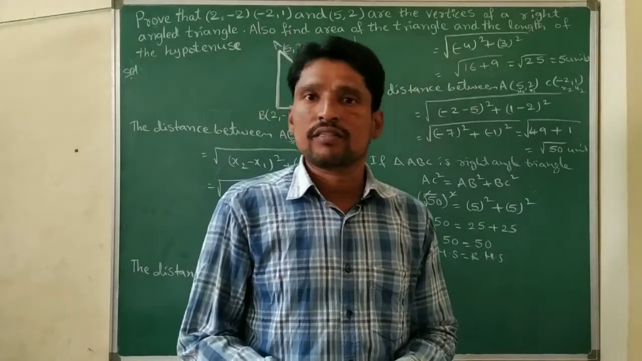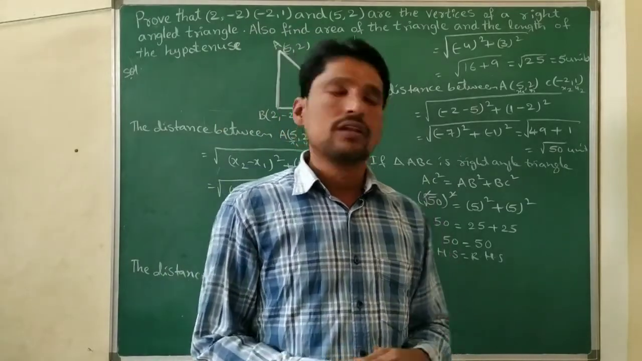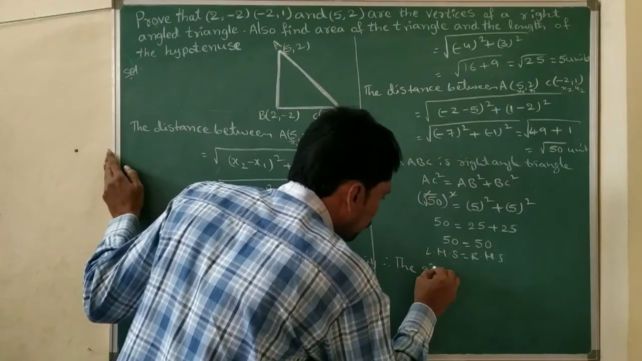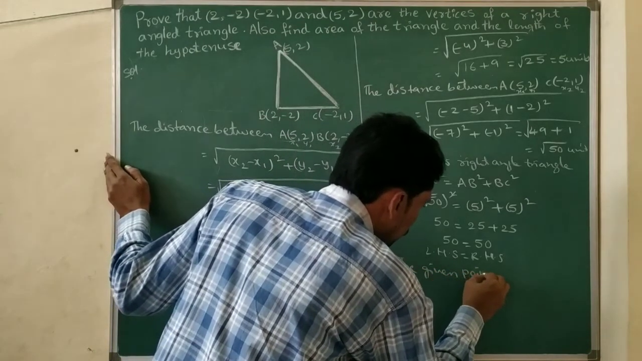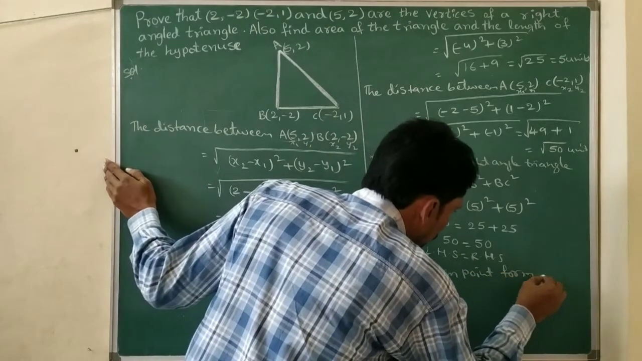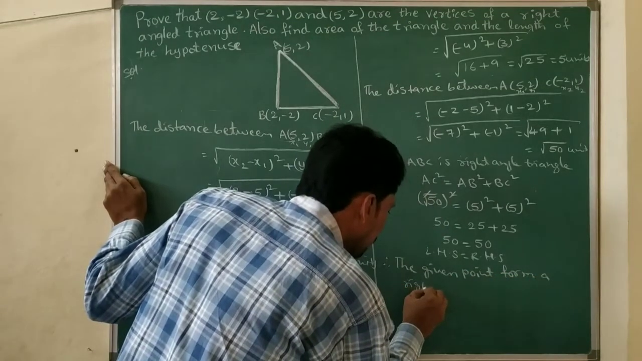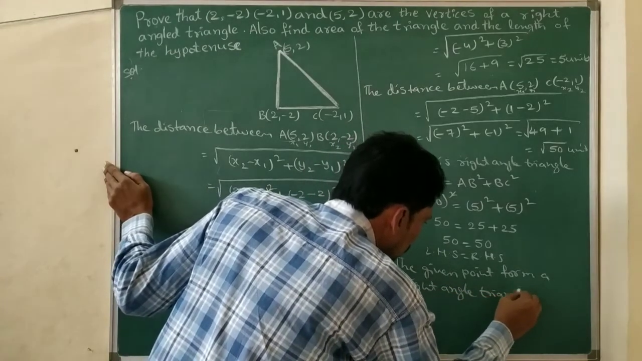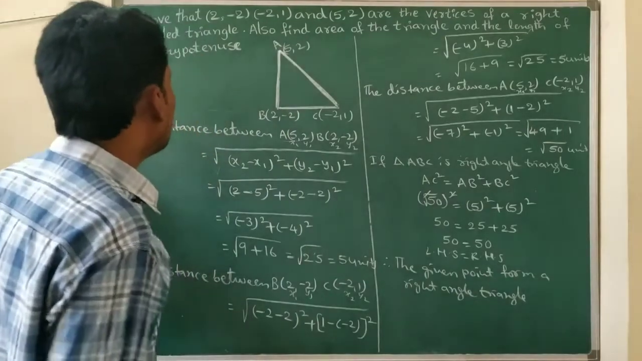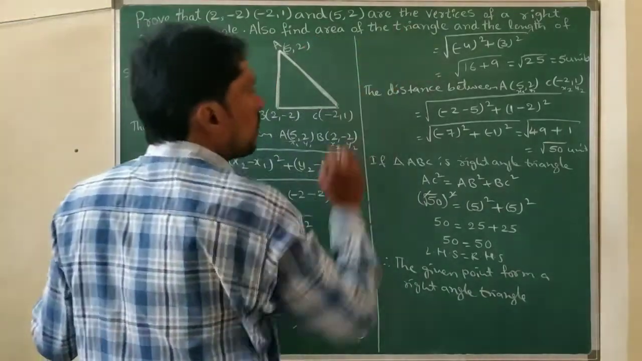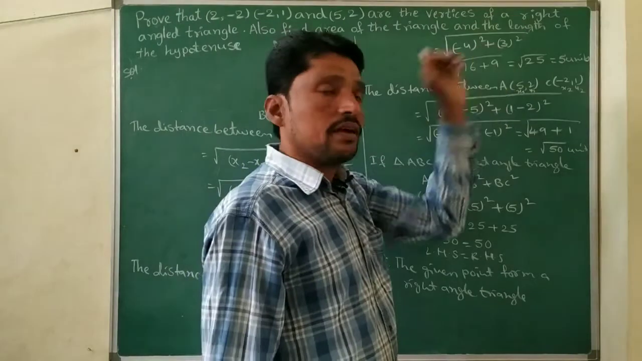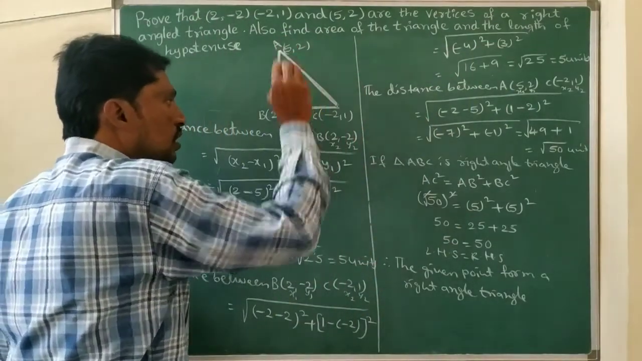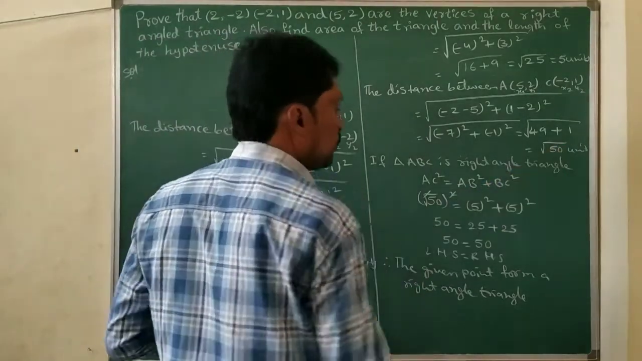So do the given vertices form a right angle triangle or not? Now we can write it. Therefore, the given points form a right angle triangle. Here they asked one more thing: the area of the triangle and the length of the hypotenuse. We got the length of the hypotenuse, which is root 50 units.